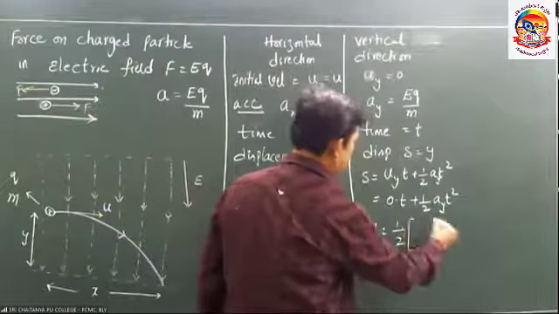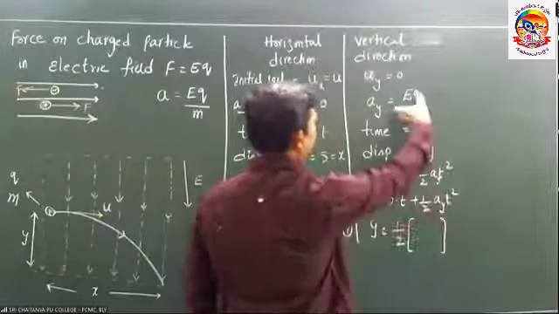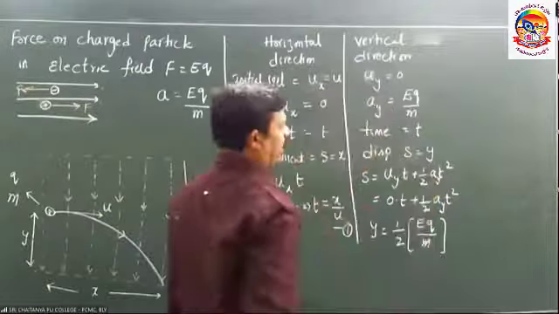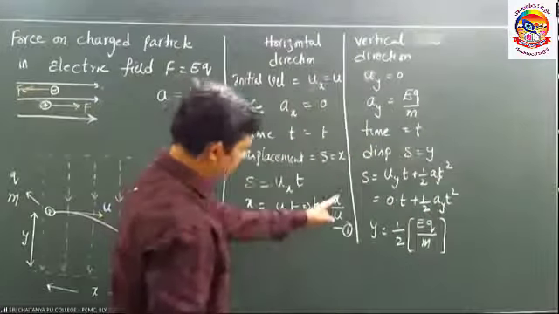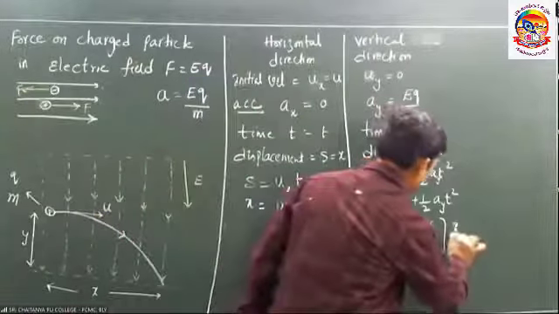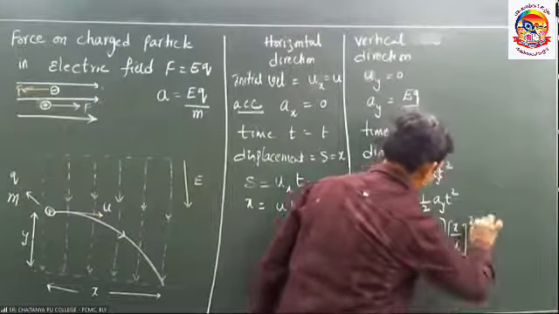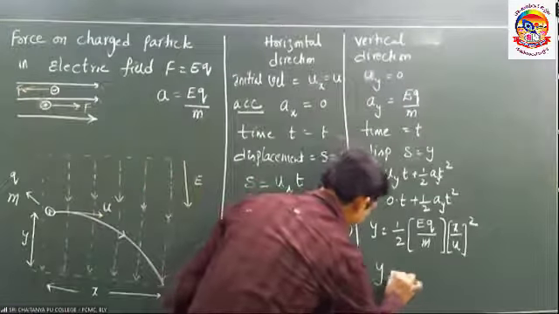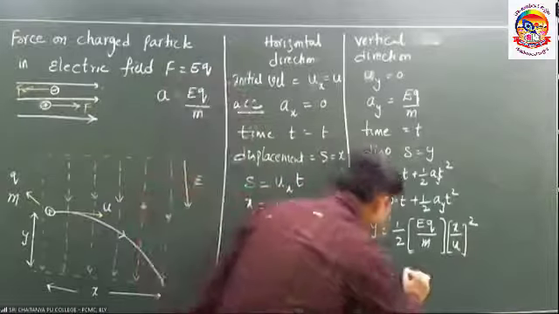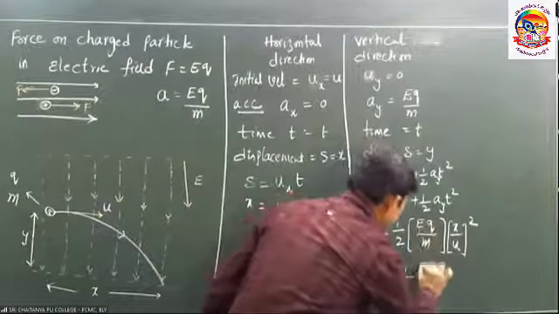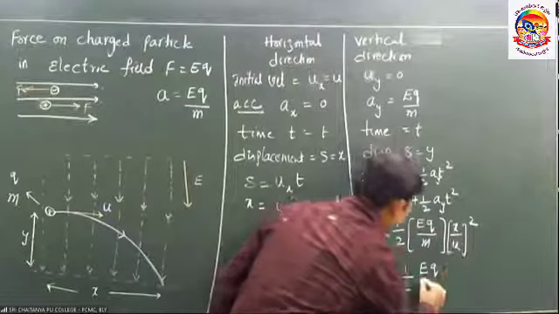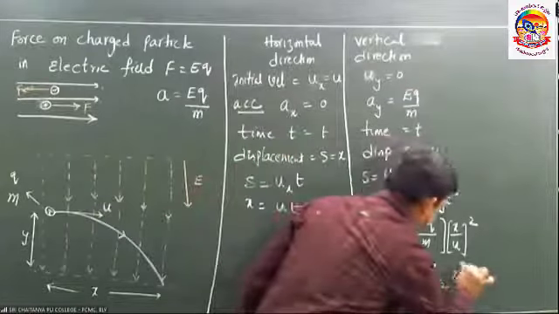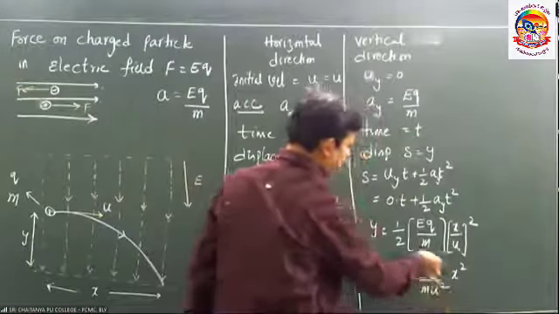Half, a by eq by m. t from here is x by u, x by u whole square. From this, y is equal to half eq by m u square into x square. See, this is a constant.